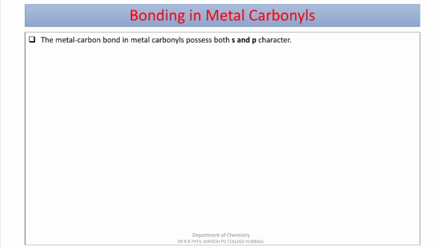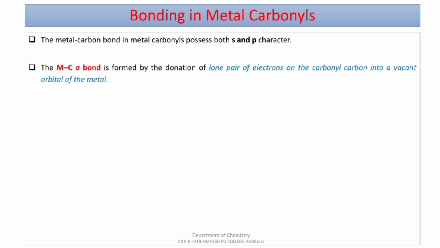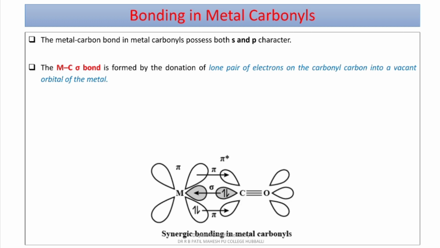Moving further, the metal-carbon bond in metal carbonyls possesses both sigma and pi character. The metal-carbon sigma bond is formed by the donation of a lone pair of electrons of the carbonyl carbon into the vacant orbitals of the metal M.